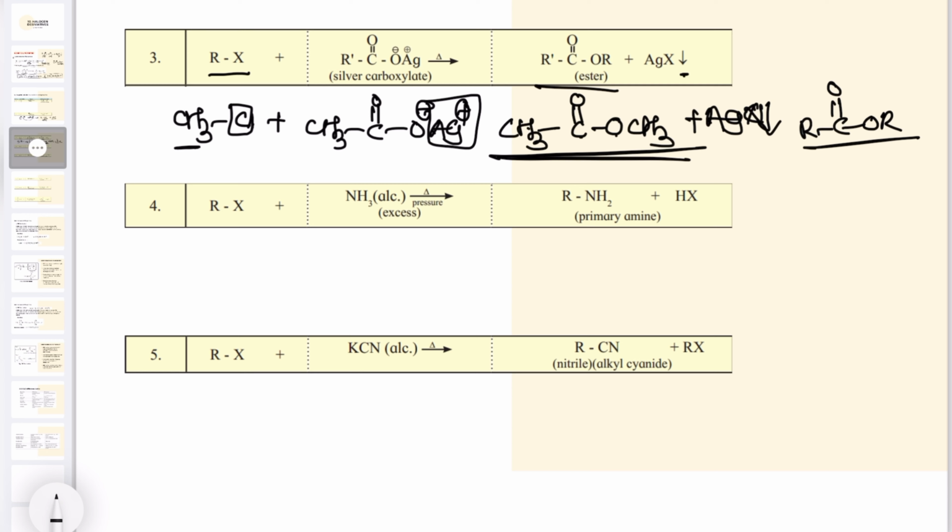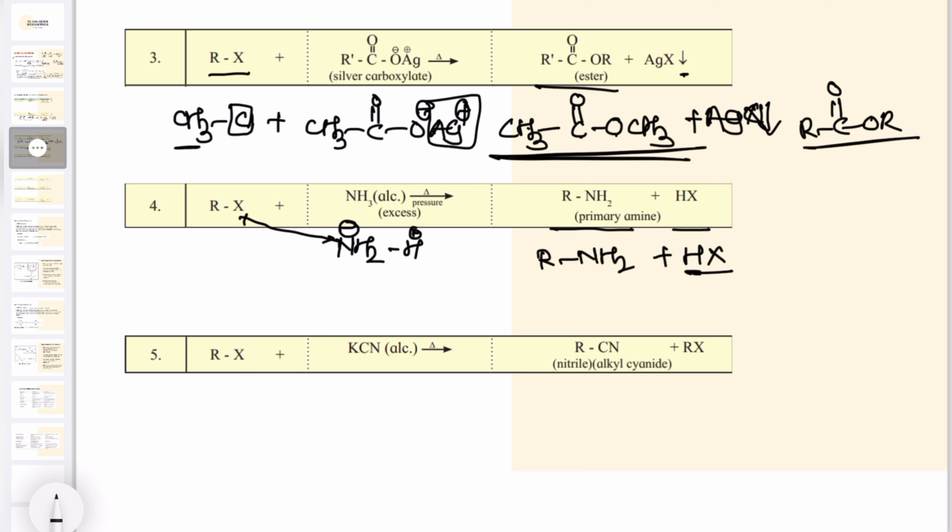Next, when alkyl halide RX is treated with alcoholic ammonia in the presence of heat and pressure, primary amines are formed with HX as the other product. Here one of the hydrogens of NH3 is split as NH2 and H. NH2 is negative and H is positive. X is replaced with NH2, forming the product R-NH2, and the halogen from the ammonia is formed as HX.